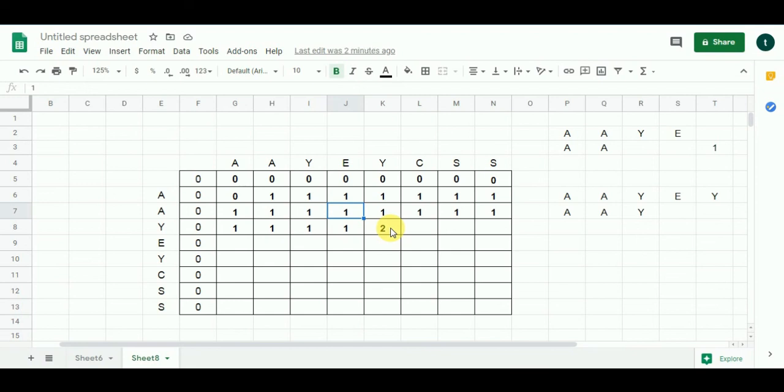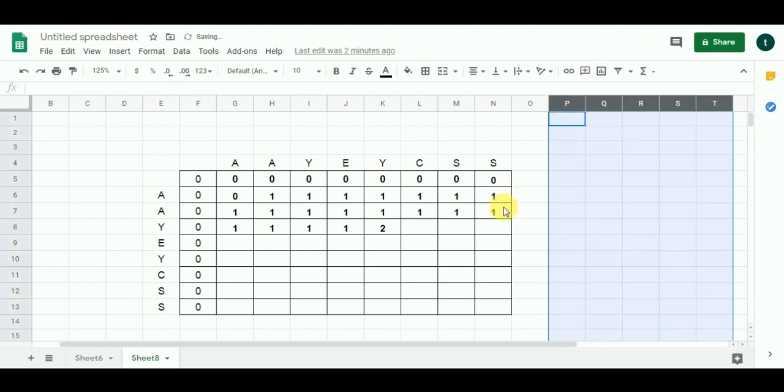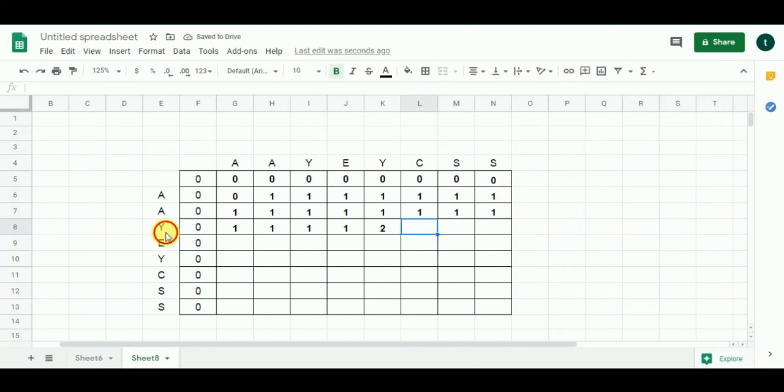Let's move ahead with our solution. Over here, Y doesn't match with C. So we are going to take a look at the maximum value out of these two cells, and it is going to be 2. So I put 2 over here.